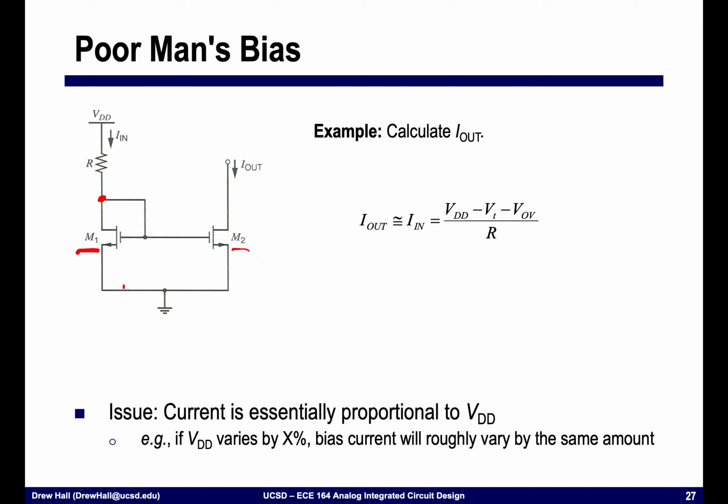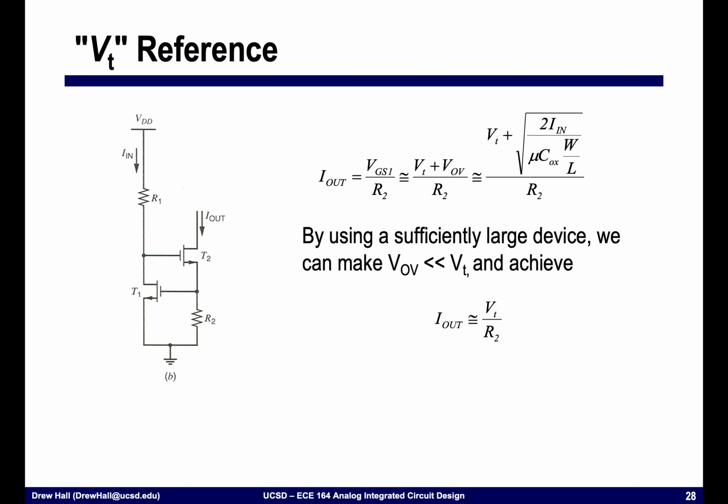Okay? And so really, when we're talking about bias circuits, a lot of work goes into, as you'll see in just a few slides, getting rid of this variation. We want to make circuits that are independent of the supply voltage. And so oftentimes what this means is that we need to reference to a voltage other than the supply, okay? And so one very simple example of that is what's called a VT reference. And so a VT reference, as you might guess, we're going to use the threshold voltage as our reference voltage in order to start generating these currents.